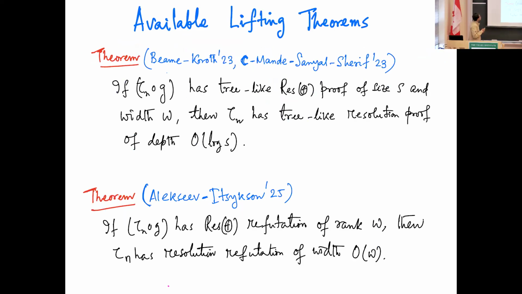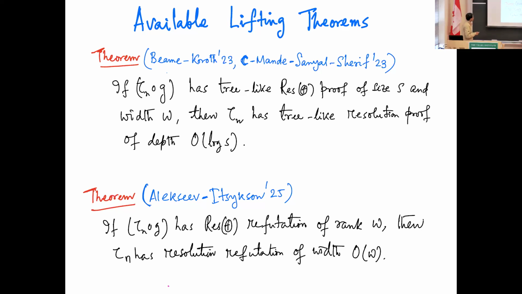So let's look at the two lifting theorems that we know for tree-like Res(lin). The first one says that if we take a contradiction, lift it with an appropriate obfuscating gadget, and find that it has a refutation in Res(lin) of size S and width W, then one can extract a tree-like resolution refutation for the base contradiction tau n of depth order log S. So here we had size S, and now we go to depth order log S in a weaker system.